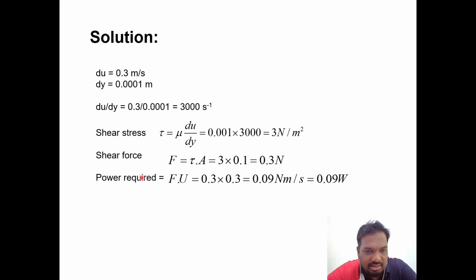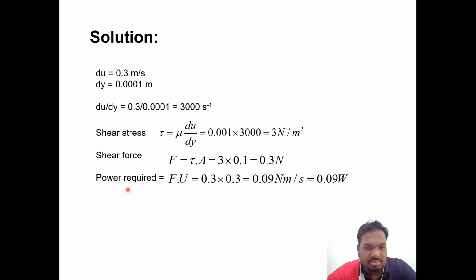Okay, then in order to calculate the shear force. Initially I said we have shear rate, shear stress, and shear force, so it depends on what the question is asking. So shear force, the formula is force equals tau A. Okay, F equals ma. So we just replace the force with the shear stress. Shear stress we already calculated, and area is given 0.1 meter square. So we can get the shear force is 0.3 Newton.